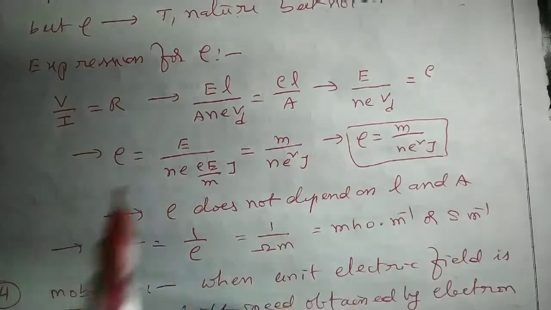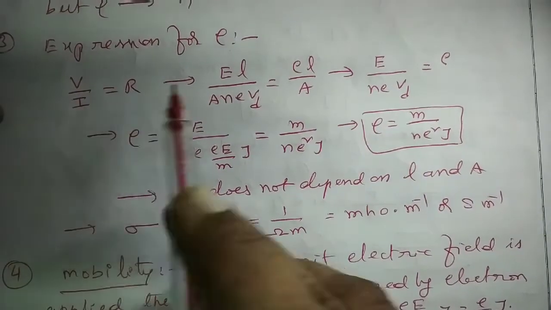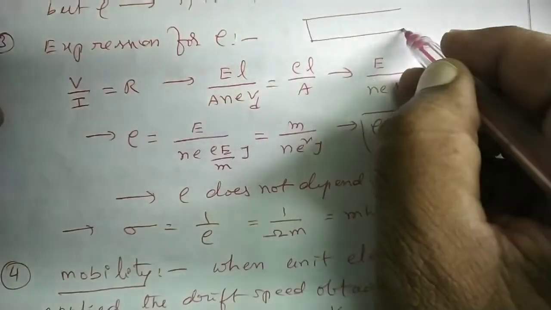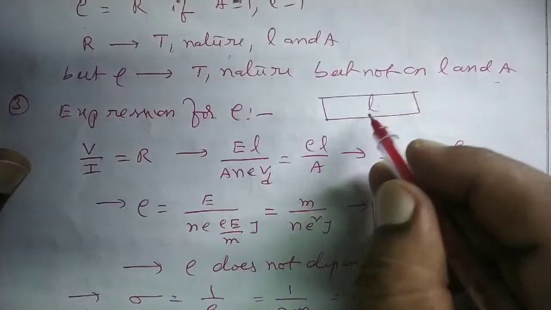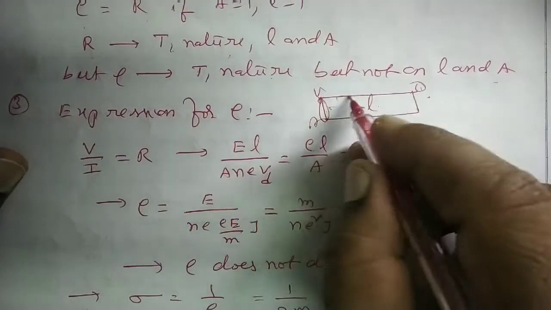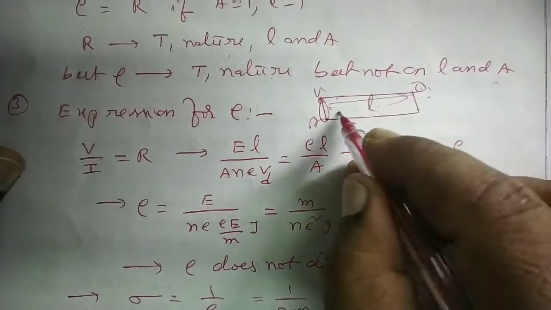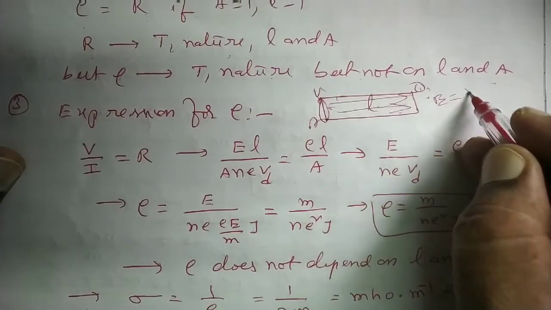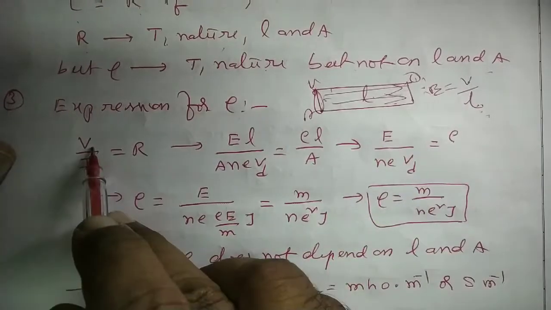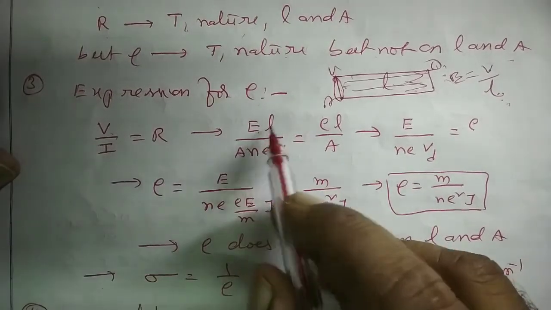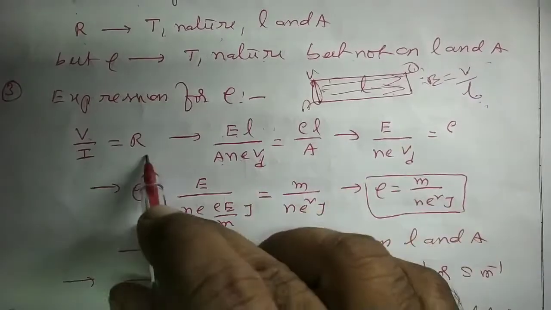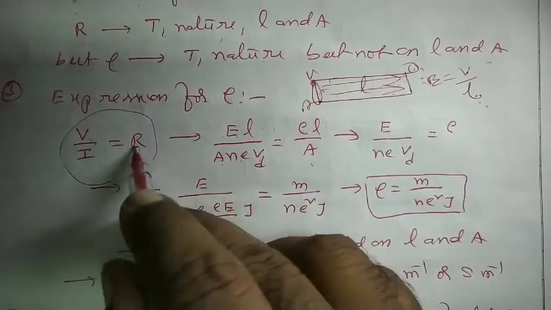Now the expression for resistivity. Just now we understood V/I is equal to R. Imagine a conductor of length L and cross-section area A, and we apply a potential difference V across it. Then an electric field will be formed inside. The electric field is given by potential difference by length, that is why potential difference V is equal to electric field into L. So in Ohm's law the potential difference is replaced with EL. And the current expression we already got, I = nAeVd. Then this is equal to R. R means what? ρL/A. So this equation is repeated here.